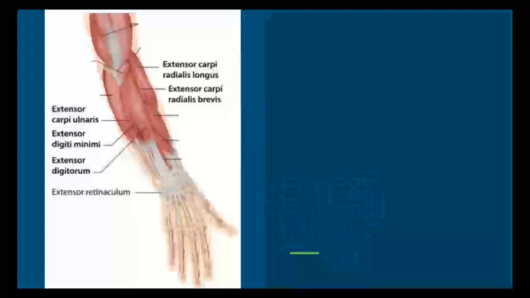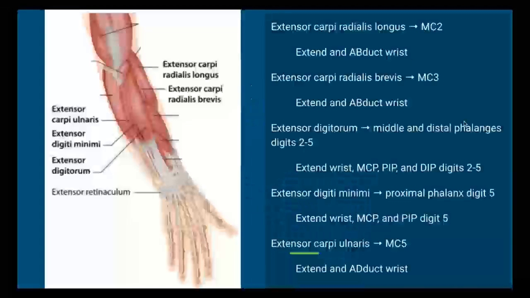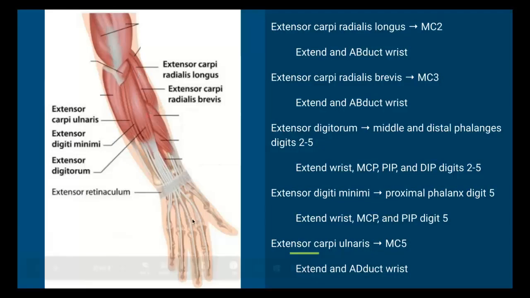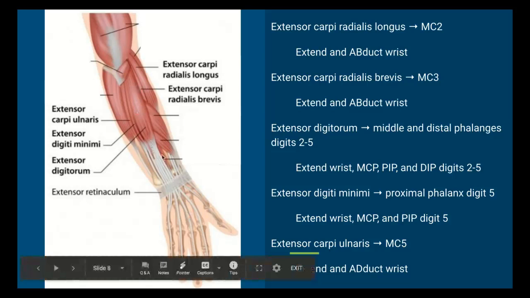There are two layers to the posterior compartment of the forearm. Let's start out by looking at the superficial layer. In the superficial layer, there are a number of muscles, and there are a lot of nice mnemonics to help you remember the order of the muscles, or you can really just look at them and see where they go to, and then derive the name from there.